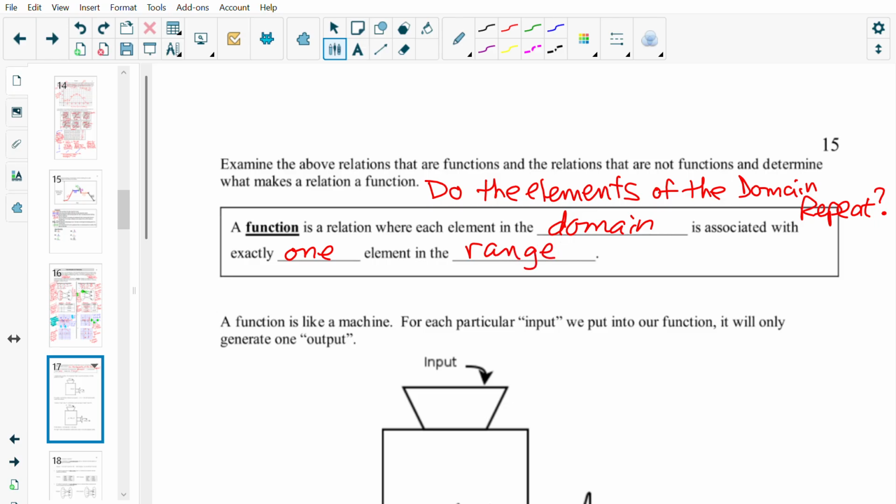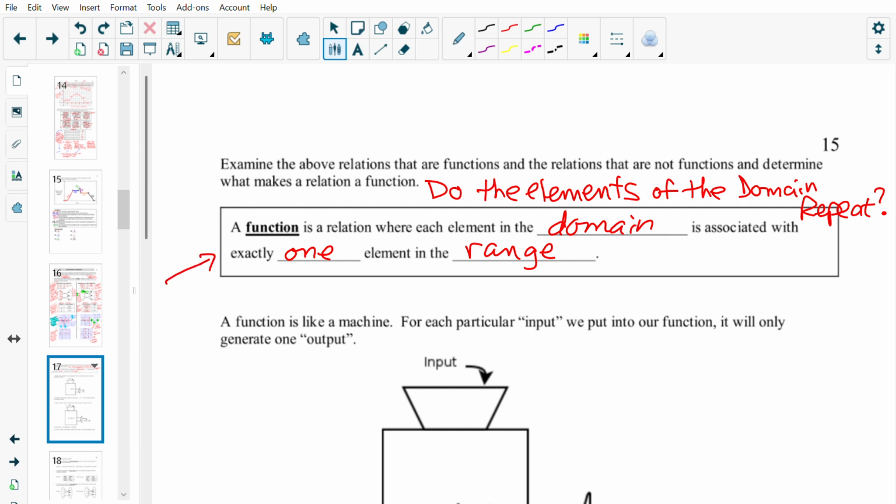Okay, that is the technical definition of a function, but the really important part of this lesson is, how do I determine something is a function or not? I look at a relation, how do I know it's a function or not? Well, I have to ask myself, do the elements of the domain repeat? Or, technically speaking, does each element of the domain have exactly one element associated within the range?